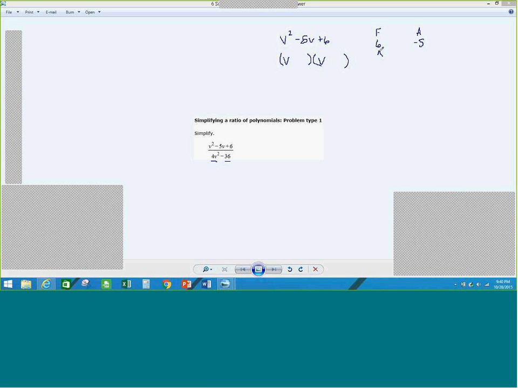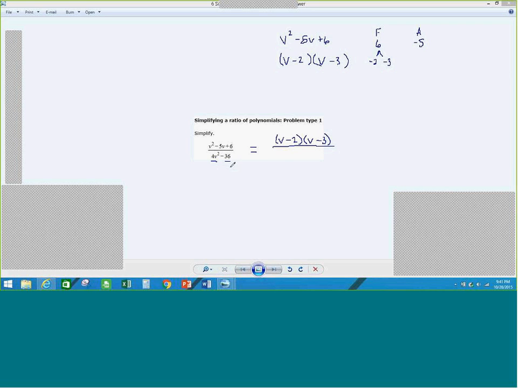Don't get caught by this one. A lot of students will try to use 6 and 1 on this, but the only way we can get there is if you have a -2 and a -3, and those would multiply to the +6 and add to the -5. You just drop them in, -2 and -3. It doesn't matter if you put the -3 first and the -2 second, it's the same thing. So in factored form, v minus 2 and v minus 3.